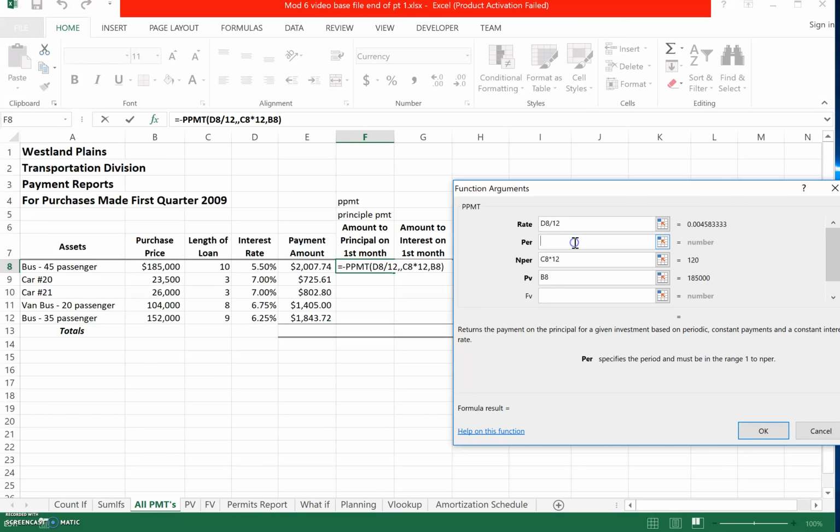So the PER, this is the thing that's new. This is not in the regular PMT payment function, but it is in the PPMT and it is in the IPMT. I for interest payment. How much goes to principal? How much goes to interest? The amount that goes to interest is really the amount that goes into the bank's pocket, is what it boils down to. So that's saying I want, on the first month, this specifies the period and must be in a range 1 to the NPER, or 1 to, in this case, 120 payments total. What happens with these types of loans is that in the beginning, the interest is very high.